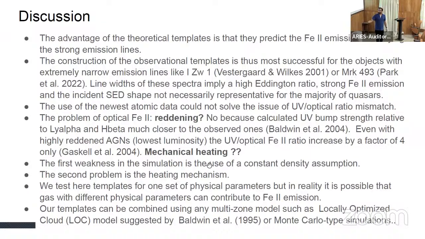And the second problem, the problem of heating, we already did this, and the heating only affects the low phi values, up to 10 to the power 18. But at 10 to the power 20, it has not much effect.